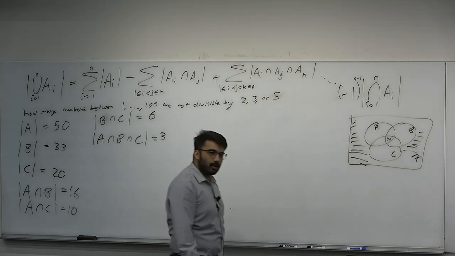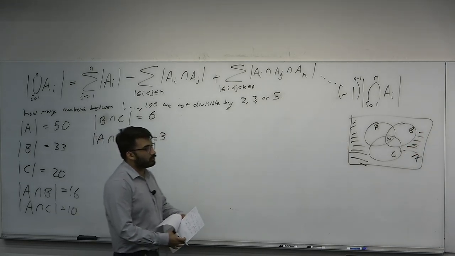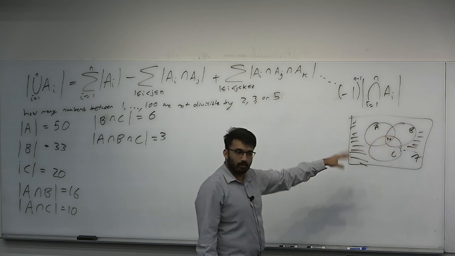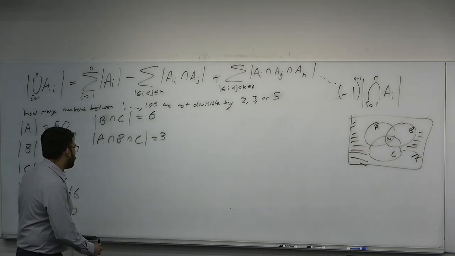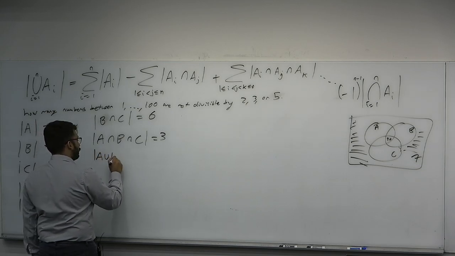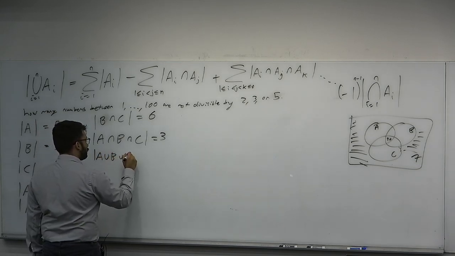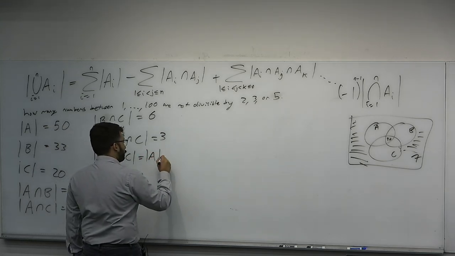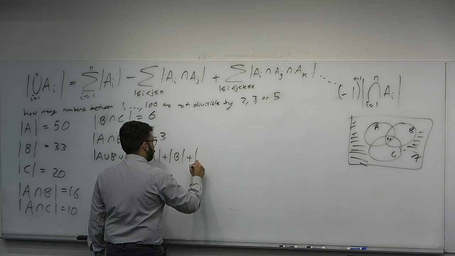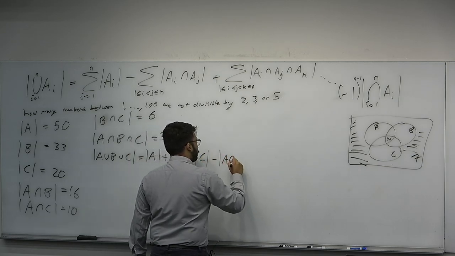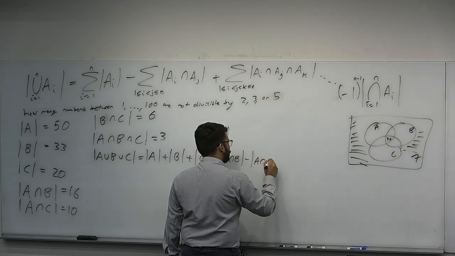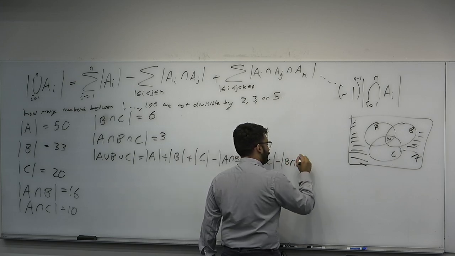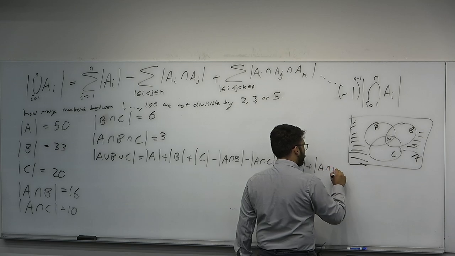So what we're going to do is apply inclusion exclusion to compute the union, which is this triple Mickey, and we're going to subtract 100 minus that, okay? So let's set up our inclusion exclusion. The cardinality of A union B union C is equal to, by inclusion exclusion, cardinality of A plus cardinality of B plus cardinality of C minus the cardinality of A intersect B, minus the cardinality of A intersect C, minus the cardinality of B intersect C, plus the cardinality of A intersect B intersect C.